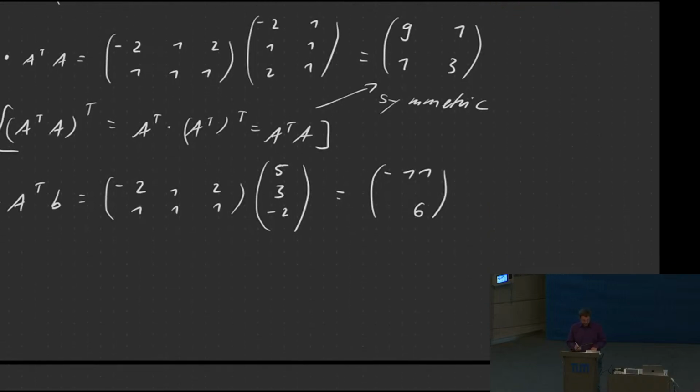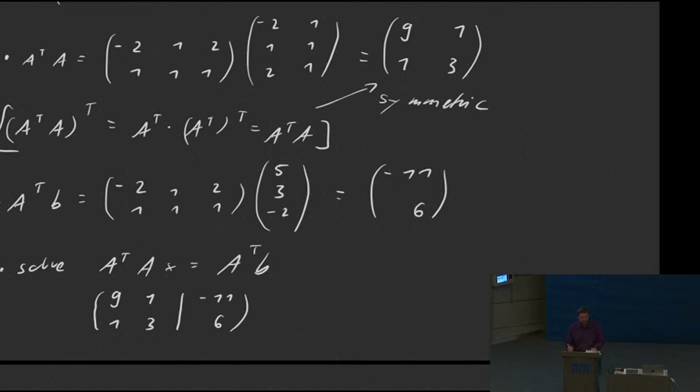Good, so now we have our equation system. So we solve A transpose A x equals A transpose b simply through Gaussian elimination. A transpose A is 9, 1, 1, 3, and the right-hand side is minus 11 and 6. I'll first swap those two rows here because I'd rather work with the 1 as a pivot element. So we get that here. And then I subtract 9 times the first row from the second.